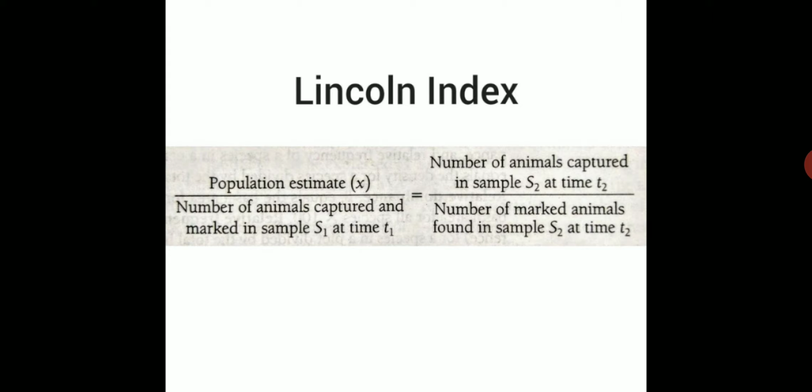But the Lincoln Index makes several assumptions that must be met if the estimate is to be accurate. These assumptions are: marking technique should not cause the death of the animal, marked animal should be released at the original site of capture and allowed to mix with the population based on natural behavior, marking technique should not affect the probability of being recaptured, marks should not be overlooked or lost like tags, there should not be significant immigration or emigration of marked or unmarked animals in the interval between T1 and T2. And finally, there should not be significant mortality or natality in the interval between T1 and T2.